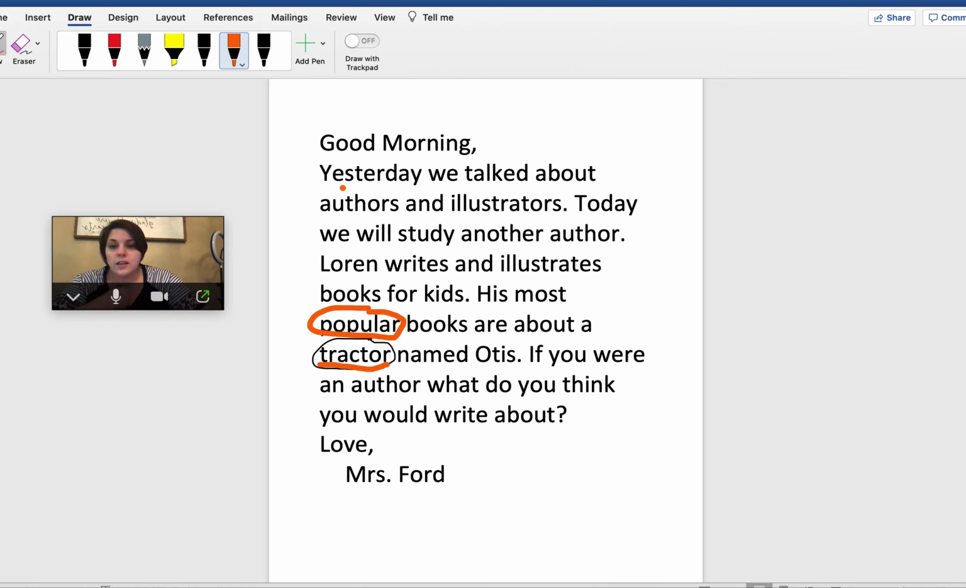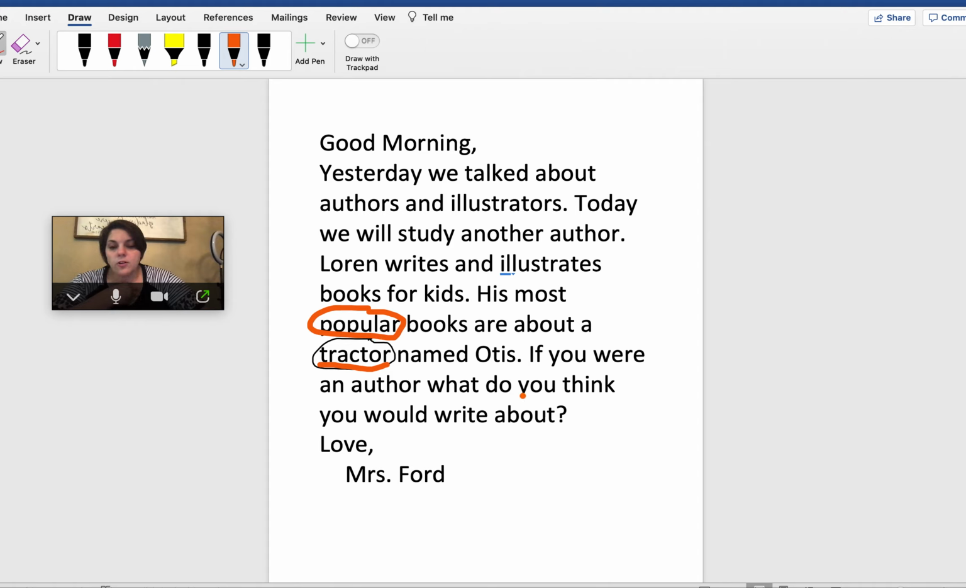Good morning. Yesterday, we talked about authors and illustrators. Today, we will study another author. Lauren writes and illustrates books for kids. His most popular books are about a tractor named Otis. If you were an author, what do you think you would write about? Love, Mrs. Ford. I really do want to know that in the comments.